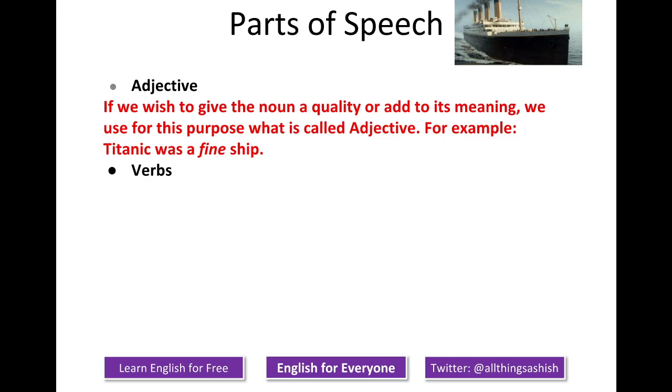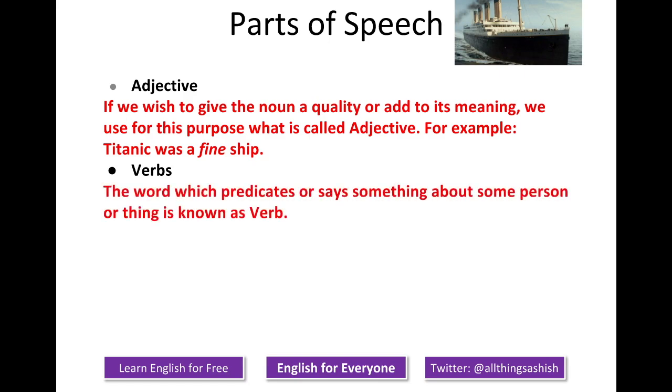Okay, verbs. So what are verbs? And can you think of some examples? Well, verbs, they are words that predicate or say something about some person or thing. For example, Titanic went out to sea gloriously. So in this sentence, went says something about Titanic. Of course, when it comes to verbs, there are two types of verbs, helping verbs and main verbs. But whatever they may be, they say something about some person or thing.